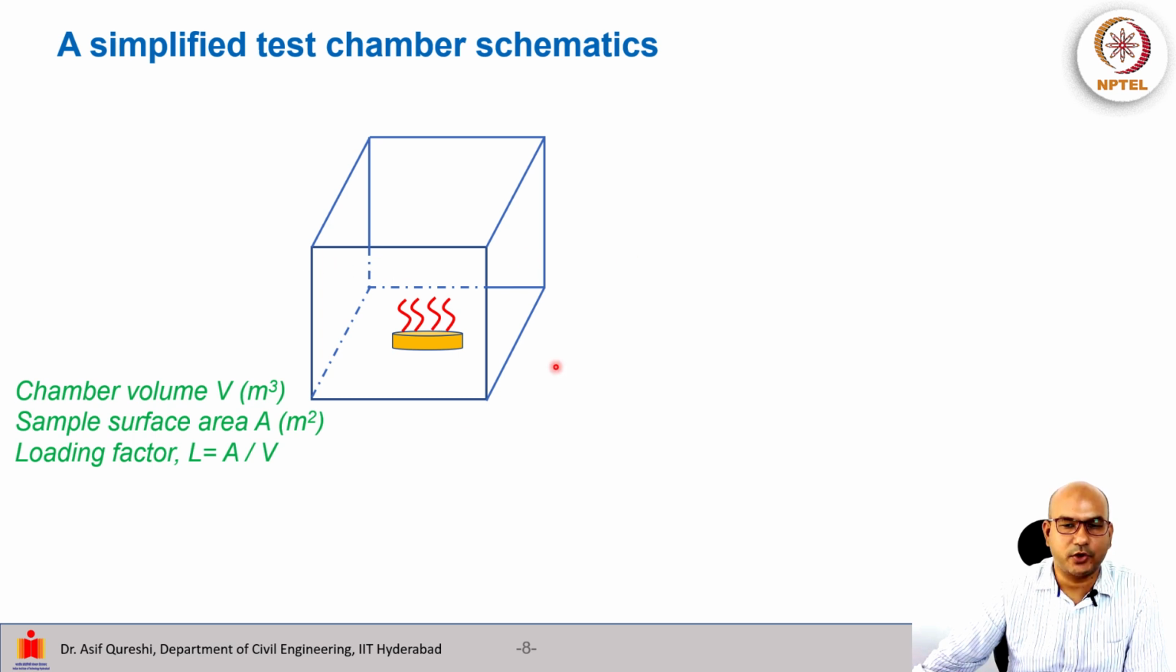So we have volume V of the test chamber, and surface area of the building material sample from which we have to determine the emissions. In this case the loading factor becomes A divided by V, the surface area A of this material divided by the chamber volume V. So a loading rate can be considered as a standardizing parameter in which we are always looking at the ratio of the emitting surface to the volume of the indoor environment we have.